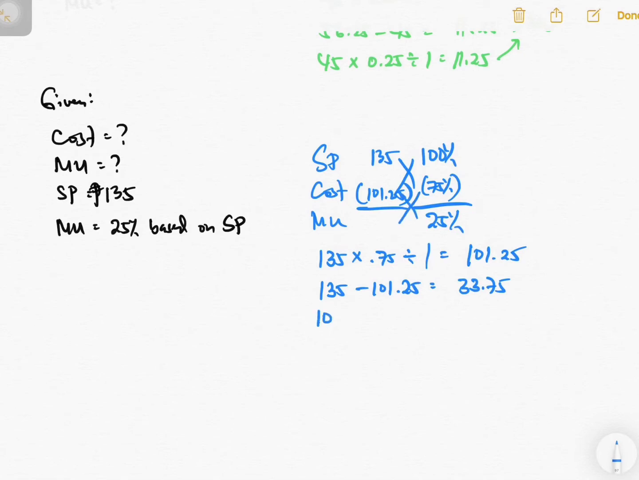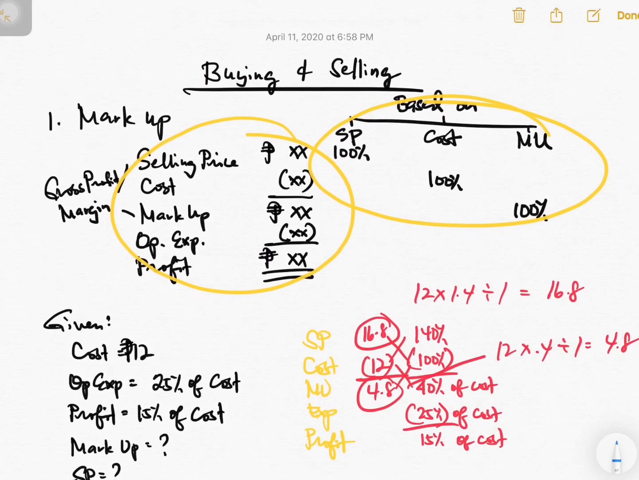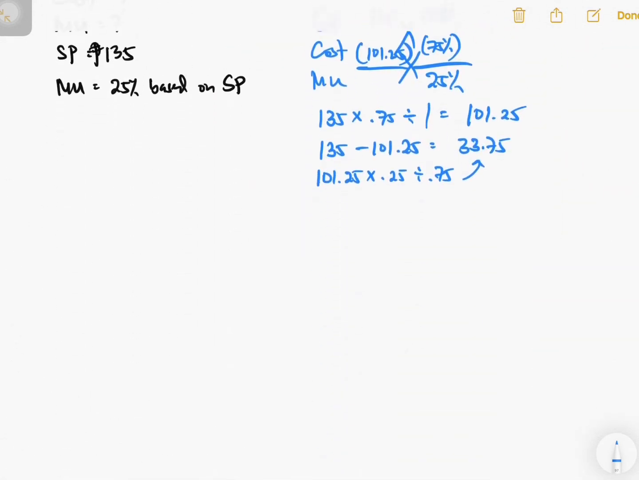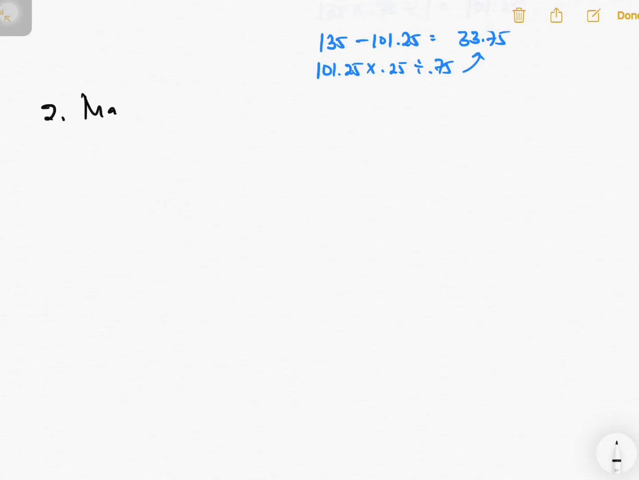But you can also cross multiply to compute the markup. That's 101.25 times 0.25 divided by 0.75. You will get this answer. So let me check. Okay, so that's markup. Very easy, no? Next. For the next part, I will talk about mark-on.